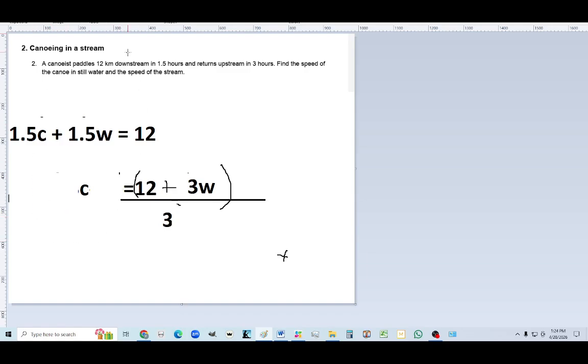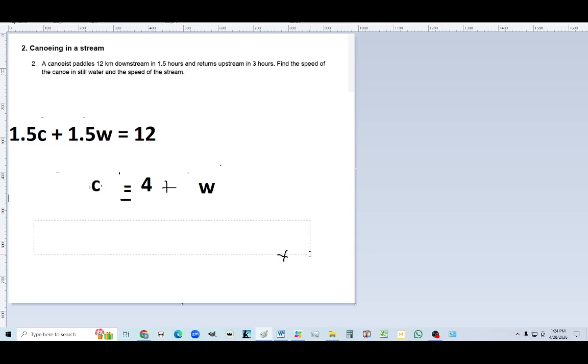Now, the simple answer is if the 3 can go into both, it must go into both these numbers, you can simplify. Or you can think of it as 2 separate denominators, just the way you make a common denominator. It's really like this. 2 separate denominators. It's clear that 12 divided by 3 is 4. And 3 divided by 3 is 1. And we just don't write ones. So you get a formula for C. C is equal to that. The canoeist speed is 4 plus the W.